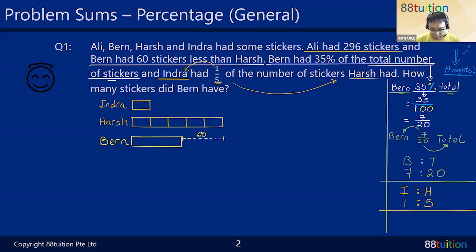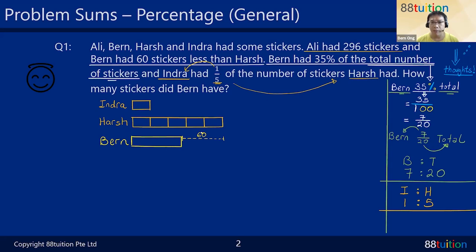But still don't know how to do. Can you see? Then they say Bern had 35% of the total. How to make 35%? Then where does Ali come in? Then Ali got 296. There's just so many considerations. So sometimes after drawing a model, you might get even confused.